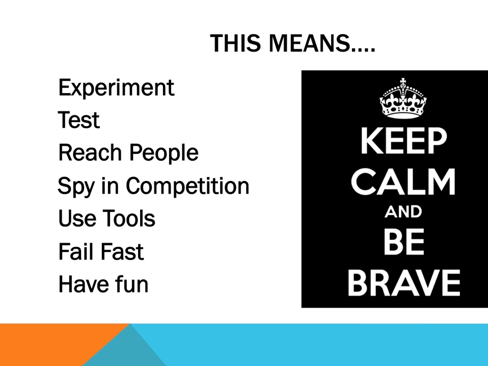You need to spy on competition. And by spying on competition I mean download their apps, play with their apps, ask other people what they think of their apps. Go and look at what they're doing socially in Facebook, in Twitter, in Google+. Use app store optimization tools. And try to fail as fast as possible. Try to see when something doesn't work, hopefully you can find out in 1 week rather than in a year. And have fun.